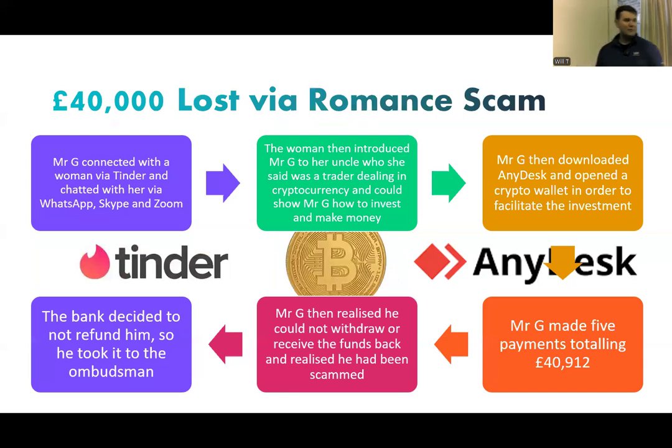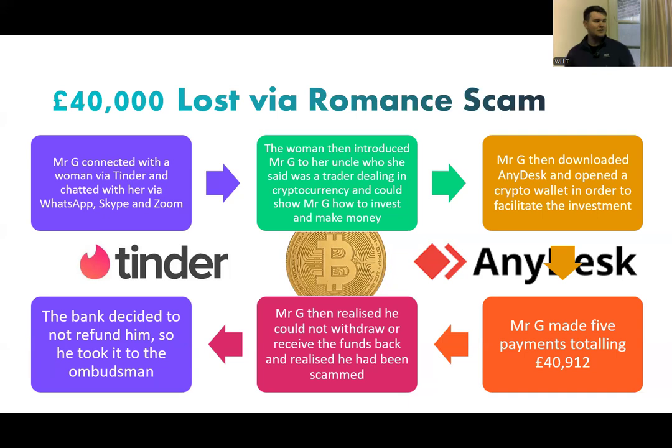So kind of a similar one. We have a romance scam, so £40,000 here. So Mr. G connected with a woman on Tinder. She chatted with him on WhatsApp, Skype, Zoom, all these different things. And then she introduced him to her uncle, who was this investment mogul. He's a trader in cryptocurrency, and showed off his extravagant lifestyle. And she was like, if you just invest a bit of money with him, we'll help you.